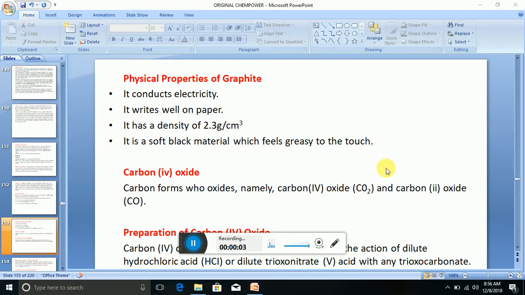Yes, let's look at the compounds of carbon. We are starting with carbon (IV) oxide. Carbon forms oxides, namely carbon (IV) oxide and carbon (II) oxide.